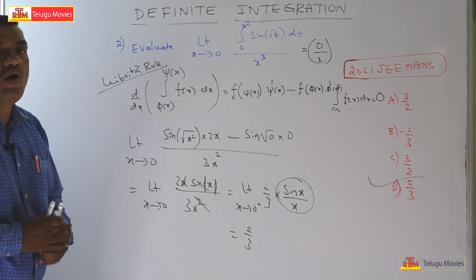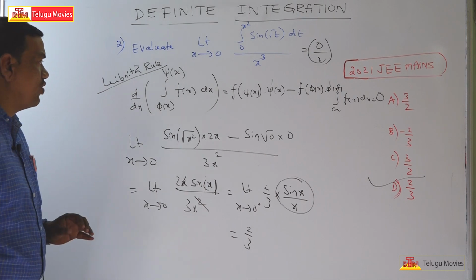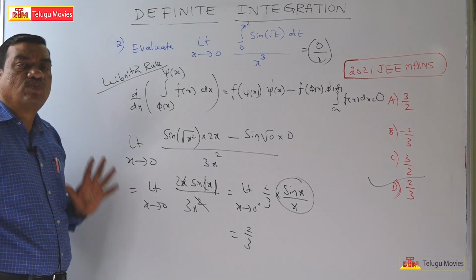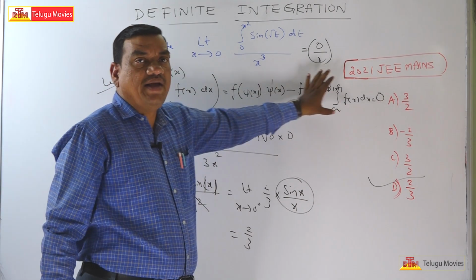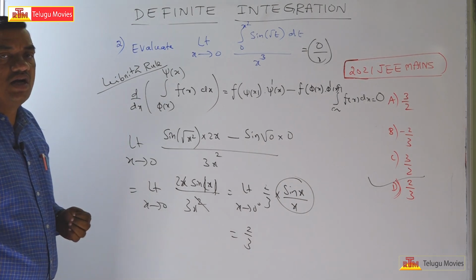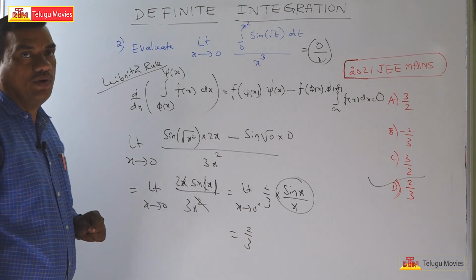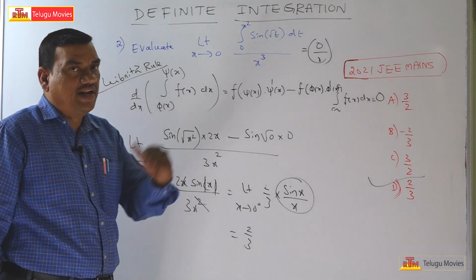So this was the problem asked in the 2021 JEE Mains examination for 4 marks. This problem can be done using the Leibniz rule. Without this rule, it is almost not possible to do this problem. Okay, right? I hope that you understand this solution. Let us go for the next problem.